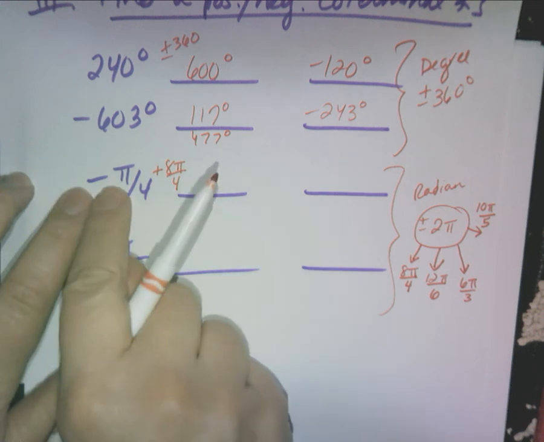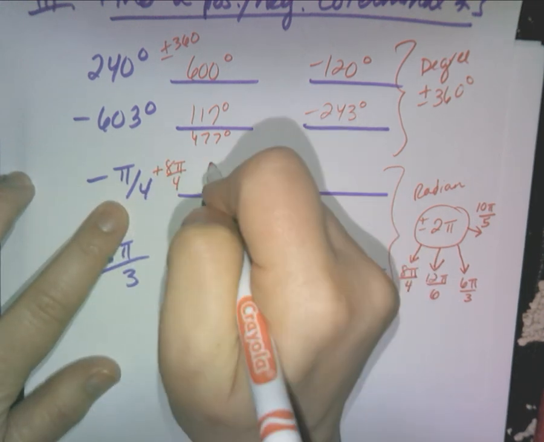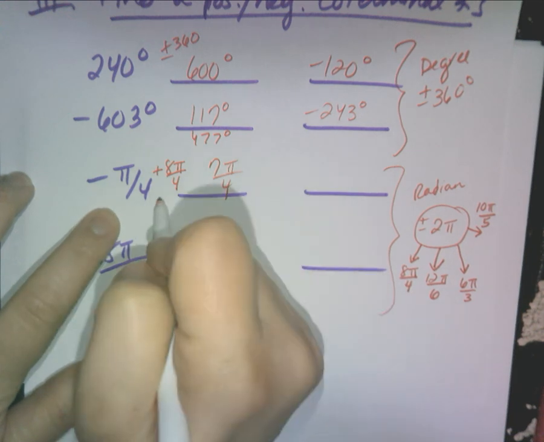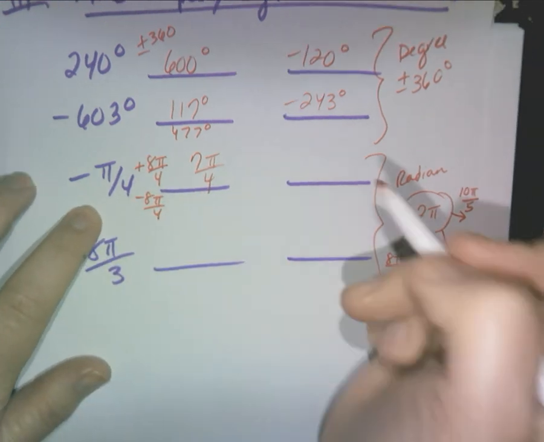What does a negative pi over 4 and an 8 pi over 4 make? That is what I want as your positive. Now take away 8 pi over 4 to get the negative. What would that be? Good job.